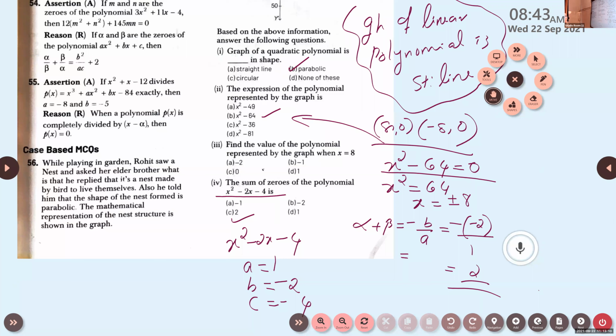Daily you have to sit at least 1 hour for maths. Otherwise you can't finish all these questions. In your timetable, you keep 1 hour for maths daily. Even if you are studying some other subjects, that day also you have to keep 1 hour. Okay, 1 hour.